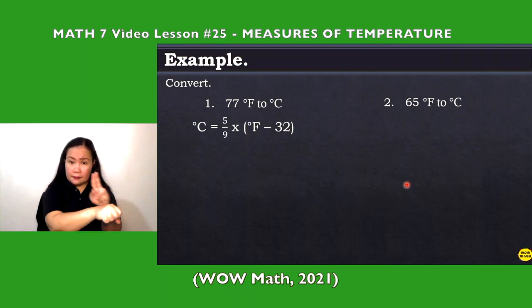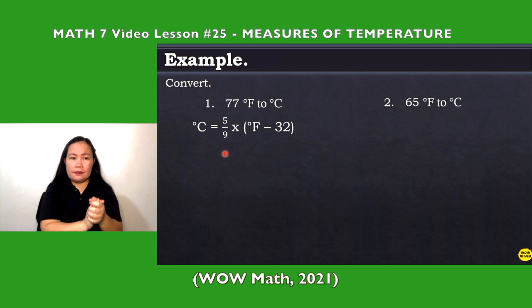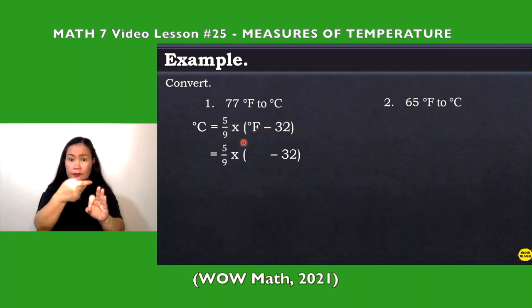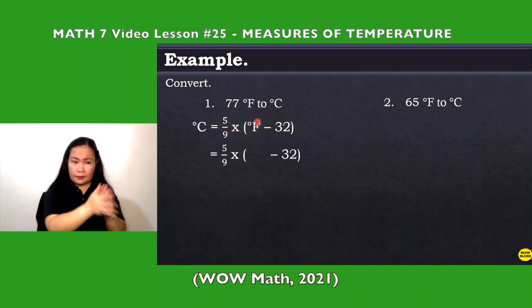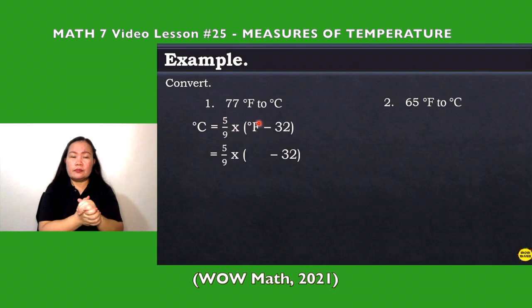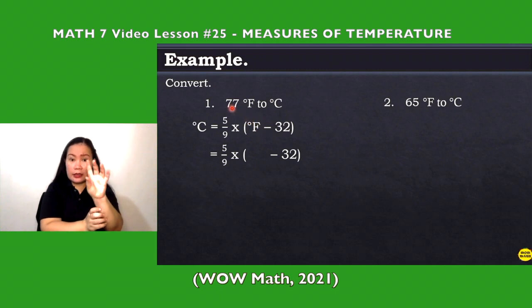Okay? So, we're going to use this formula: 5/9 times the quantity of degree Fahrenheit minus 32. So, we will have, copy your formula. Etong degree Fahrenheit na to, you're gonna substitute yung given value mo. So, since degree Fahrenheit ito, ilalagay natin kung ano yung given, and that is 77.